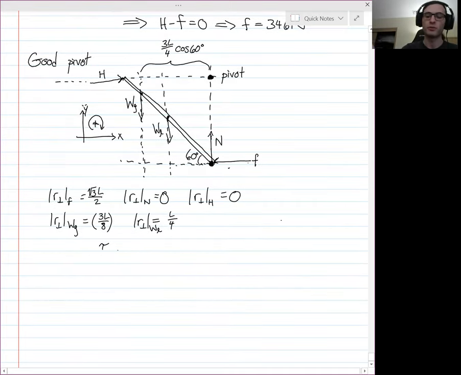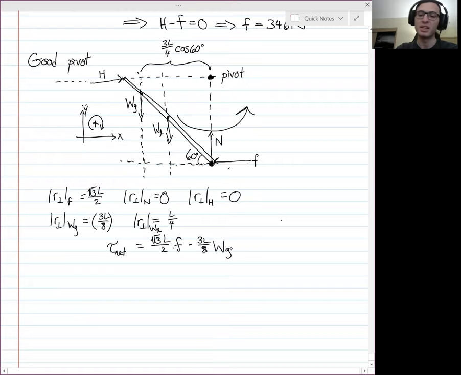So let's just compute the net torque. I'm gonna speed us along because we only have 4 minutes. The torque from the friction force will cause a clockwise rotation, so it'll be plus square root 3 L over 2 times F. The torques from the two weights will be counterclockwise, so minus. So we have minus 3 L over 8 times the weight of the guy, minus L over 4 times the weight of the ladder. And at the end of the day, we're going to set that equal to 0.